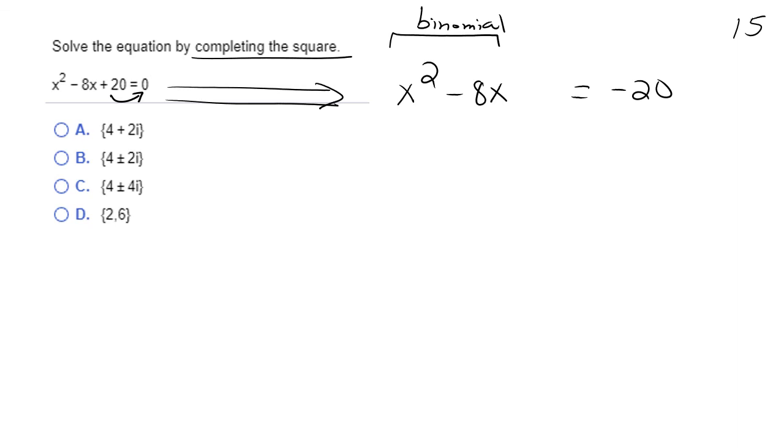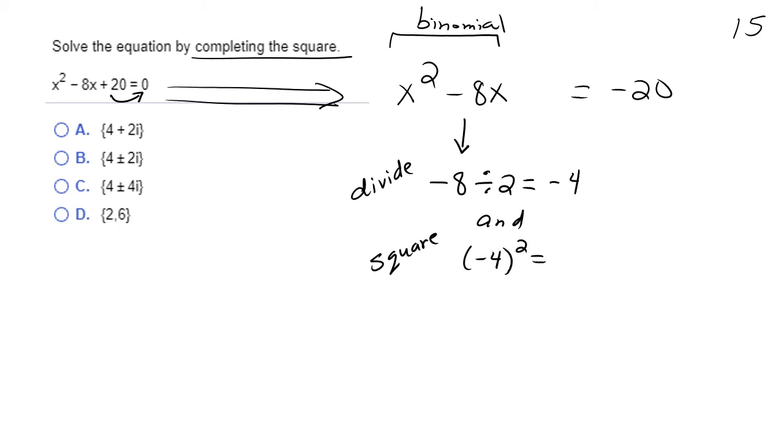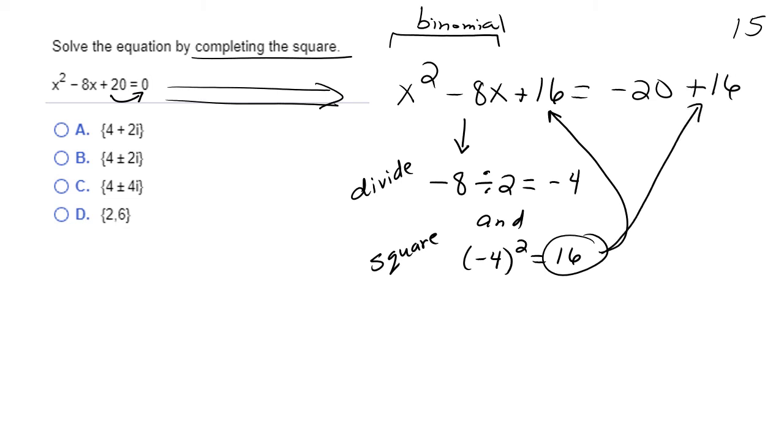Next is where the magic happens. You take the x coefficient, which is negative 8, and the very first thing you do is divide that by 2. You will always divide by 2, and here I get a negative 4. Then next, whatever you get, you square that quantity. So negative 4 squared is equal to 16. 16 is my special magic number. I take that 16 and I'm going to plug it back in behind the binomial, making that a trinomial. And then I'm going to plug that 16 in behind the negative 20, because what you do on one side of an equation, you're supposed to do on the other.